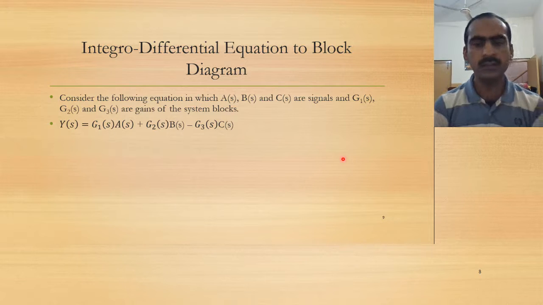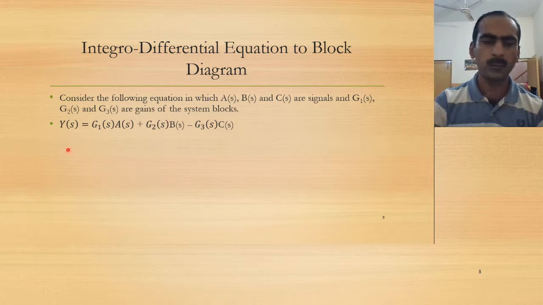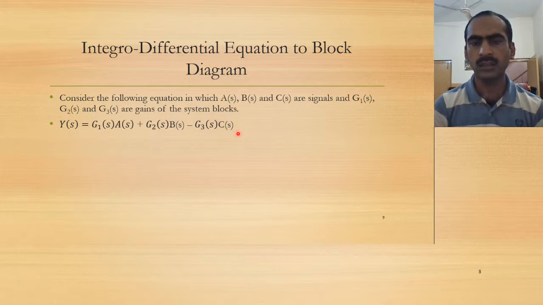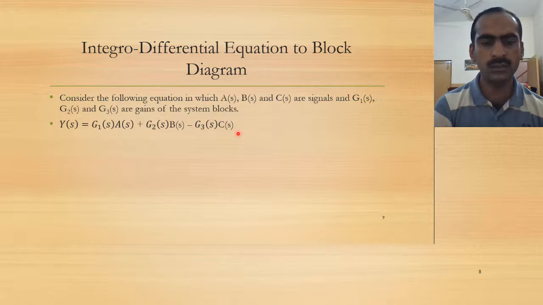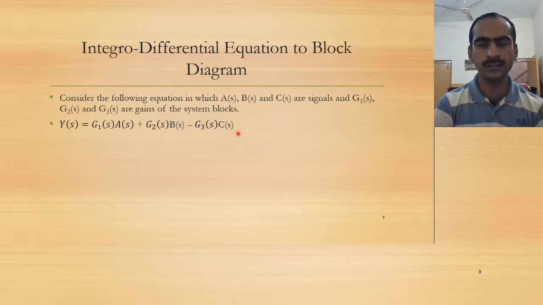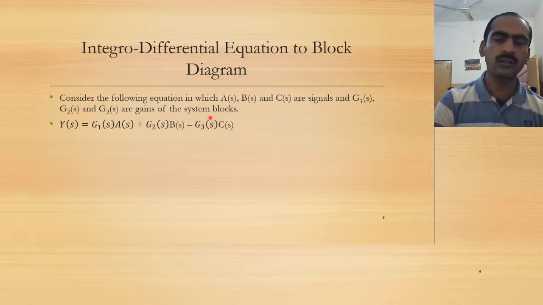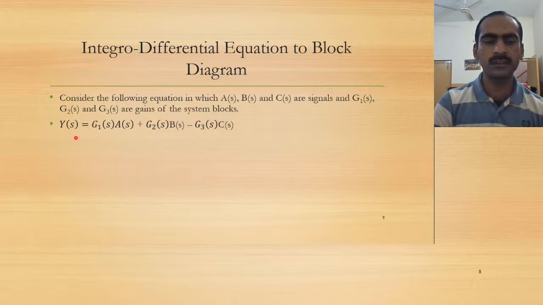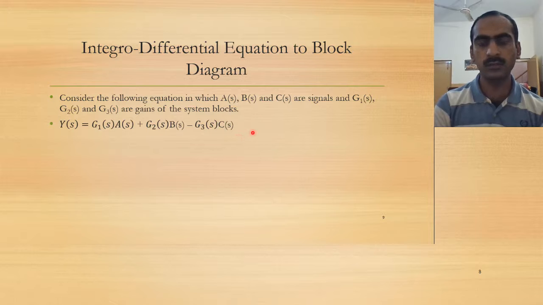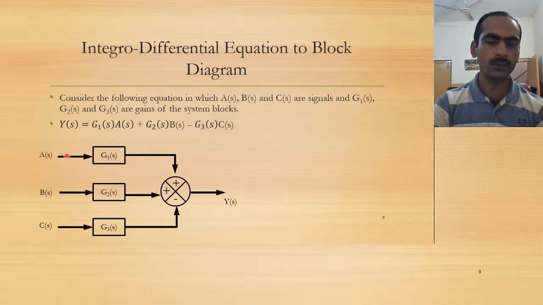So let's consider the equation Y(s), and this represents a signal that has three inputs: A(s), B(s), and C(s), and it has three gain blocks: G1(s), G2(s), and G3(s), and this is how they are related to the output. So can we draw a block diagram for this equation? How would it look like? Here. This one. A(s) is an input signal, B(s) is an input signal, C(s) is an input signal.